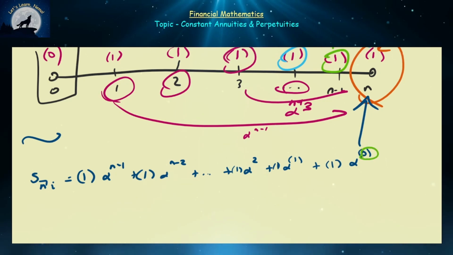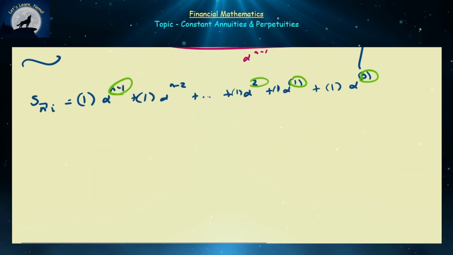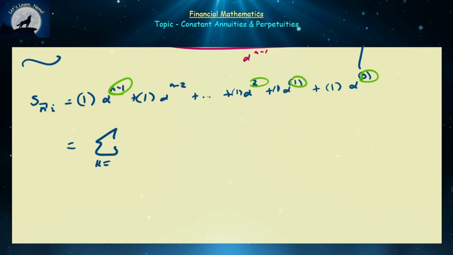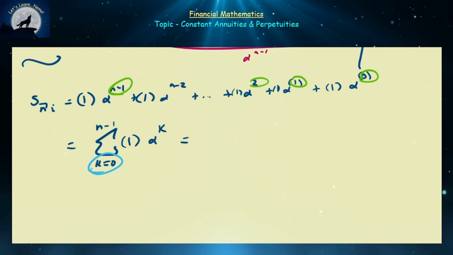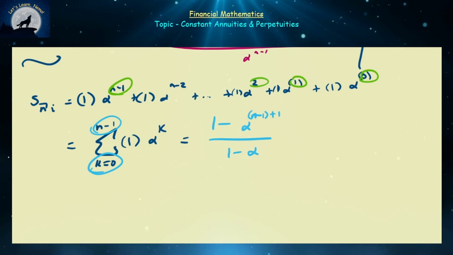So notice that we're just going from 0, 1, 2, all the way down to n minus 1, so we can easily represent this in summation notation. So this is just the sum from k equals 0 to n minus 1 of 1 times alpha to the power of k, which, since we're starting at 0, is going to be equal to 1 minus alpha to the n minus 1 plus 1, all over 1 minus that factor of alpha, which simplifies to just 1 minus alpha to the n, all over 1 minus alpha.